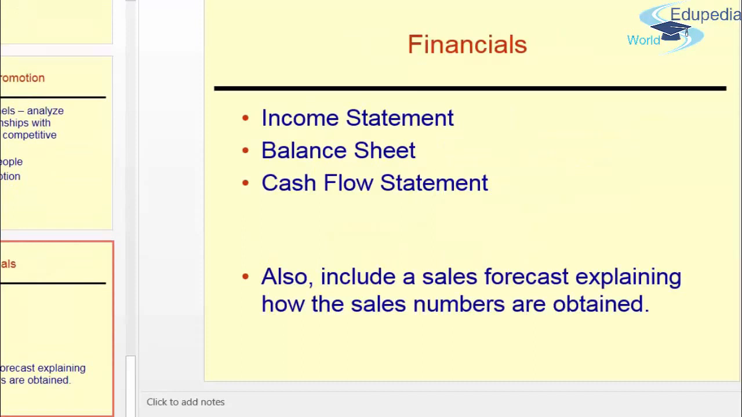Financials: you need to write an income statement, balance sheet, and cash flow statement. Also include a sales forecast explaining how the sales numbers are obtained.